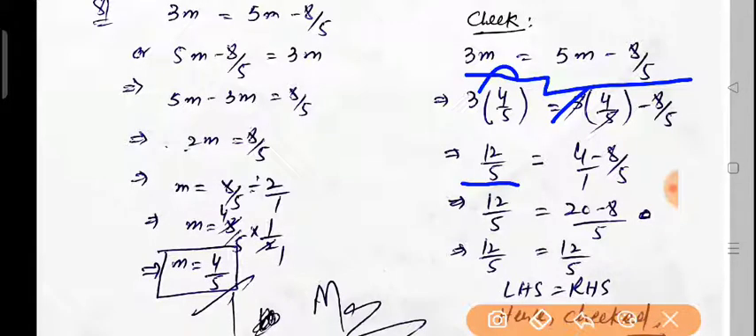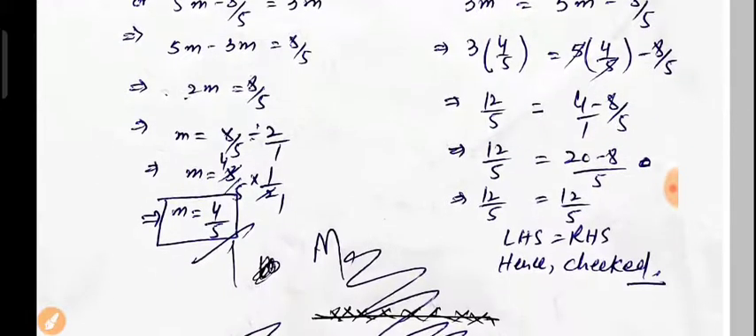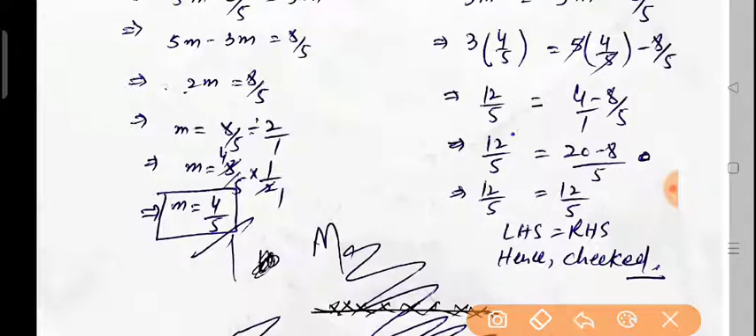We cancel 5 with 5. 5 1s are 5, 5 1s are 5. Then 4 1s are 4, and 1 divided by 1 becomes 4 by 1 minus 8 by 5. Moving further, we write the LHS as it is, that is 12 by 5. On the right hand side, we do the cross multiplication, that is 5 into 4 is 20. The sign at the center is minus, so we put the minus sign in the center. 8 into 1 is 8. Then we simply multiply the denominators, that's 5 into 1 is 5.